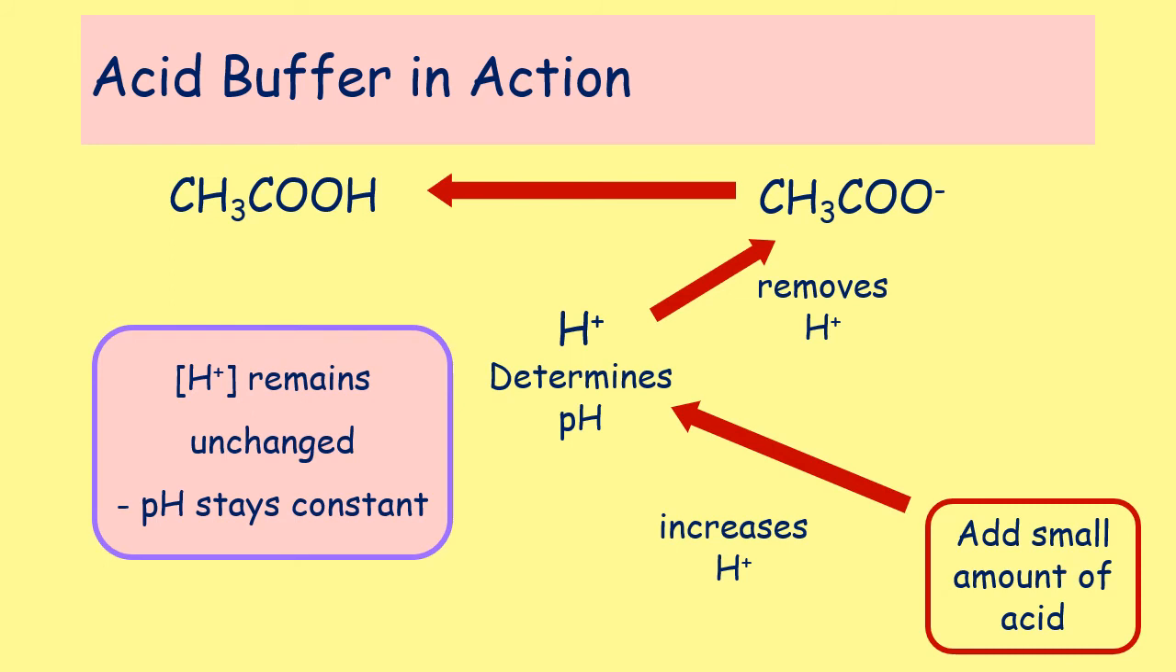Now, you might ask, why do you need the salt? Why can the acid on its own not just do that? Because the acid on its own will have all three components. You need an excess of the conjugate base, and that can only be present by adding a salt. You don't produce an excess of conjugate base from the acid on its own.